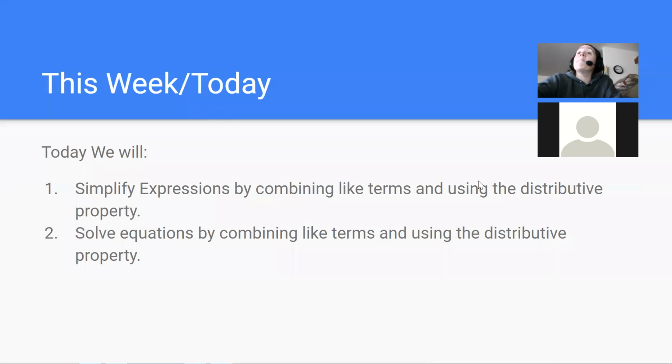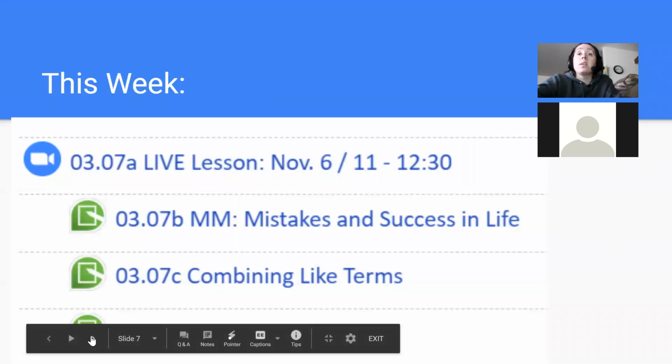Does anybody remember the distributive property? If you kind of remember what the distributive property is, type the number 1 in chat. Oh, I'm getting ahead of myself.